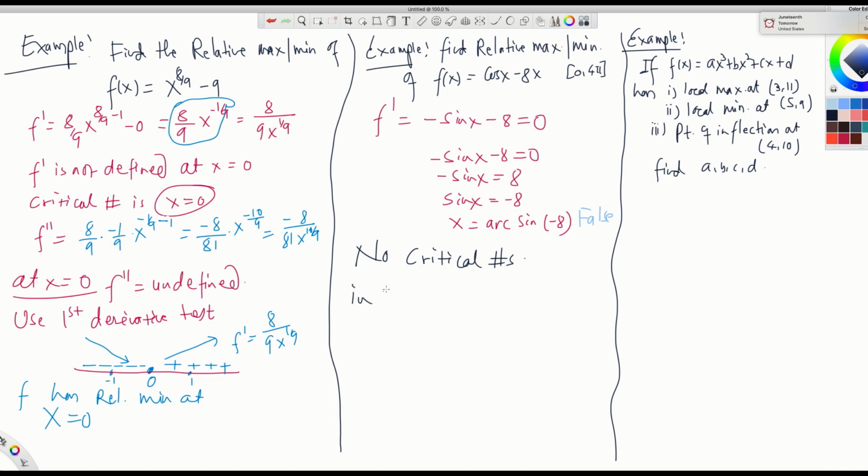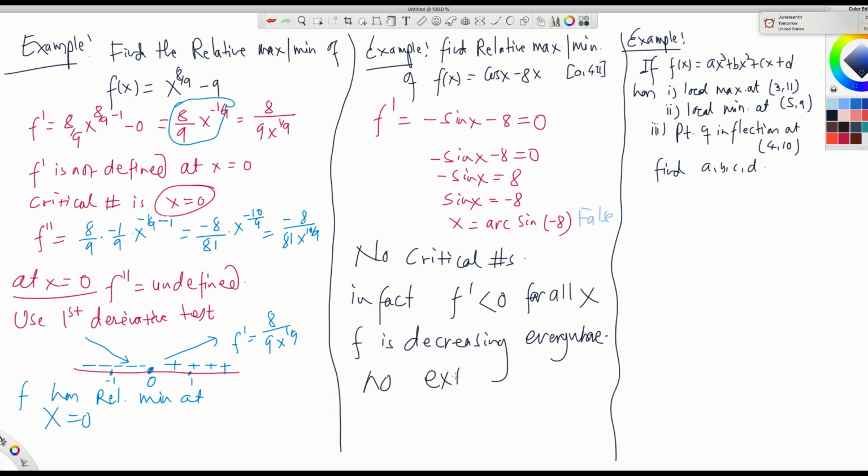In fact, f prime is less than 0 for all x. That means f is decreasing everywhere. You see that? So the function f(x) is decreasing everywhere there. Or non-increasing, I would say, everywhere. So there is no maxima or minima, no extrema, we say, because for both maxima and minima we use the word extrema, right?